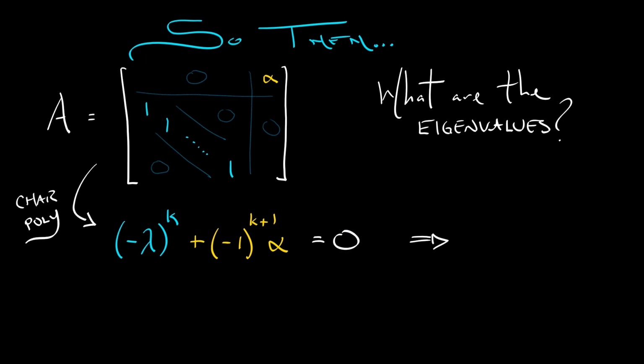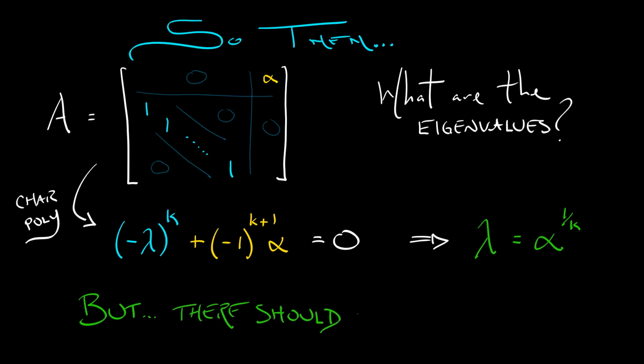And what that means when we solve it is that lambda is really alpha to the 1 over k, the kth root of alpha. Well, wait a minute. No, that can't be right. I mean, that is right, but shouldn't there be k eigenvalues, k different eigenvalues?